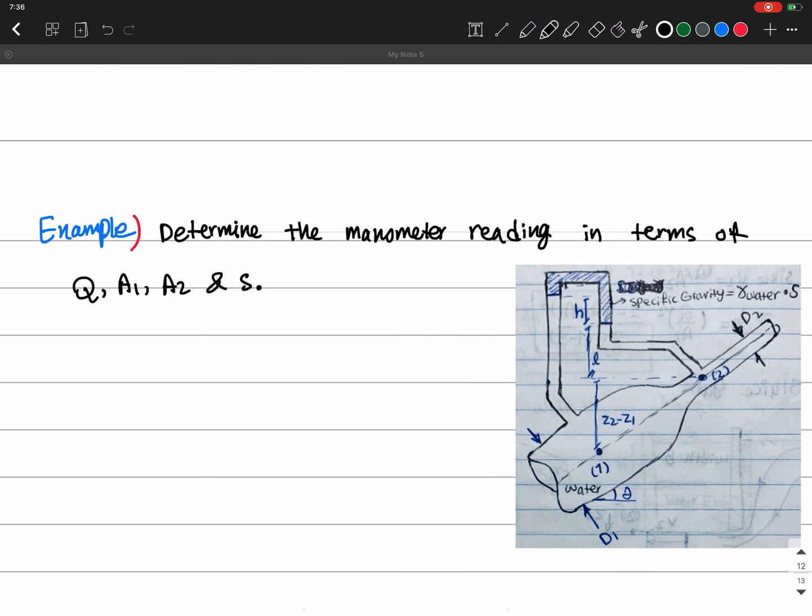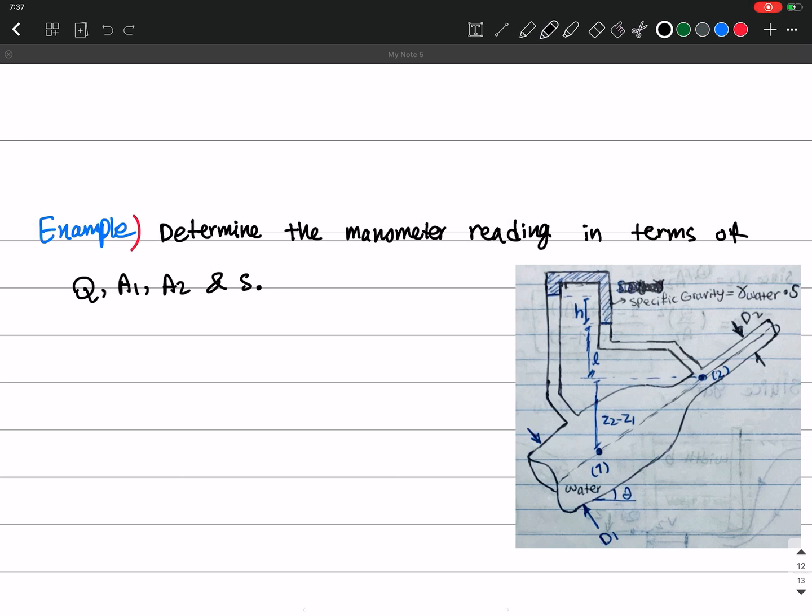Okay, so here we have a fluid, for example water, that flows here and then goes from this side to this side. And then we want to find the manometer reading, and we have added a manometer here. Okay, and we want to see what this height H is that the manometer reads.